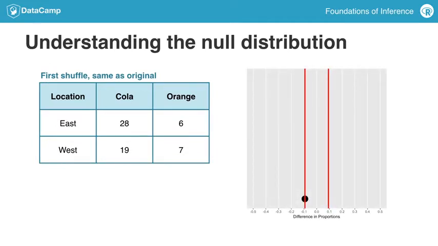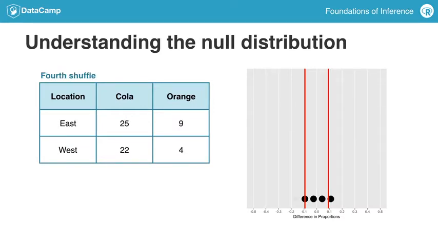The second shuffle, on the other hand, gives 27 people on the East Coast who prefer COLA, as compared with 20 on the West Coast who prefer COLA. The difference in sample proportions for the second shuffle of the data is -0.02, which is less extreme than the original data. Note that both the original data, the red line, and the first two shuffled differences in proportions, black dots, can be plotted together.